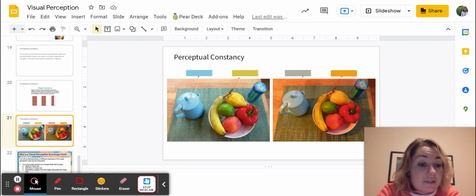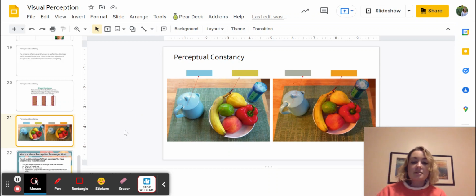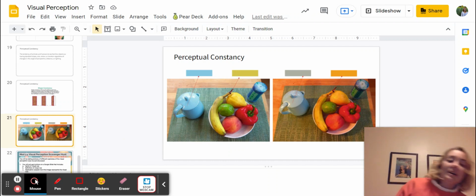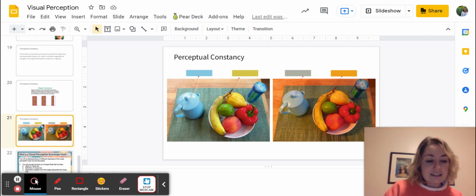Another example is color constancy. Despite differences in lighting and how light or dark an environment is, you're still able to know that something's the same color. For example, right here it's light, here it's dark. It looks different, you can tell it's different, but you're still able to tell, okay, this is a yellow banana, this is a green lime, this is a reddish pepper. That's an example of color constancy. Despite changes in the lighting, we're still able to recognize that it's the same thing.